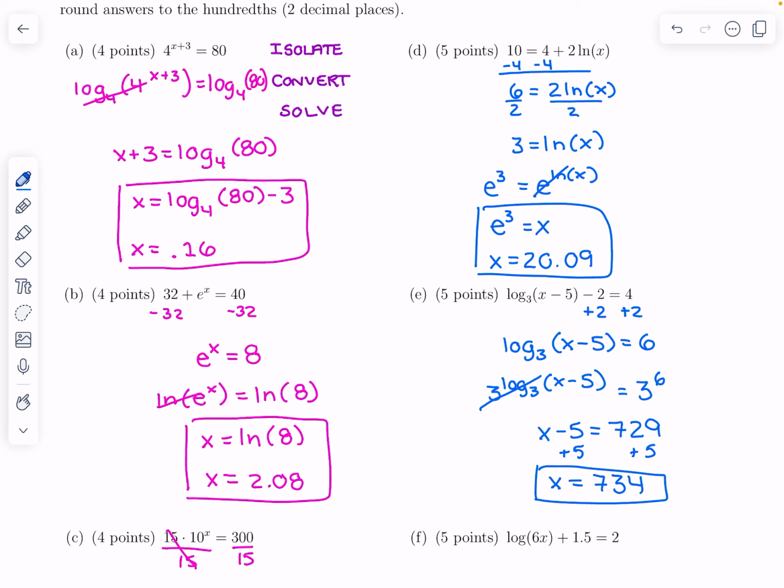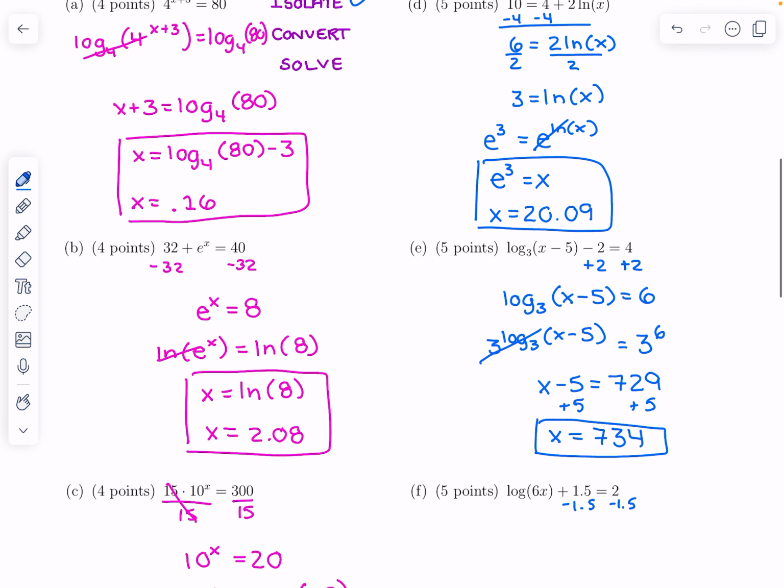I have log of 6x plus 1.5 equals 2. I want to get that log on one side by itself. So I'm going to subtract the 1.5 over. That way I can isolate to start. So I get log of 6x equals 2 minus 1.5 is just going to be 0.5. We isolated, the log is by itself on the left now.